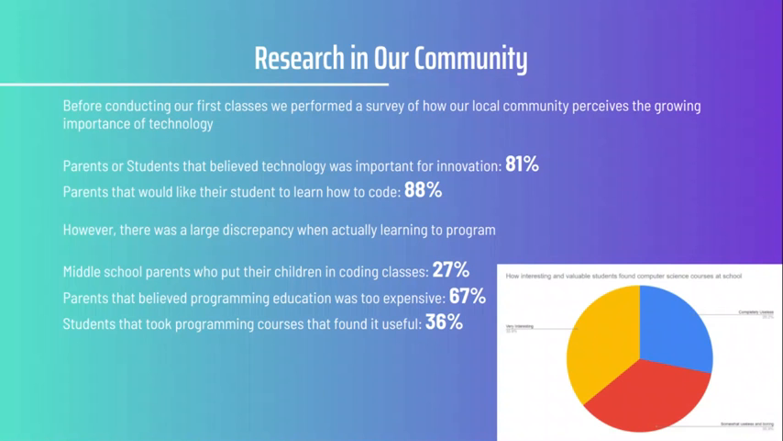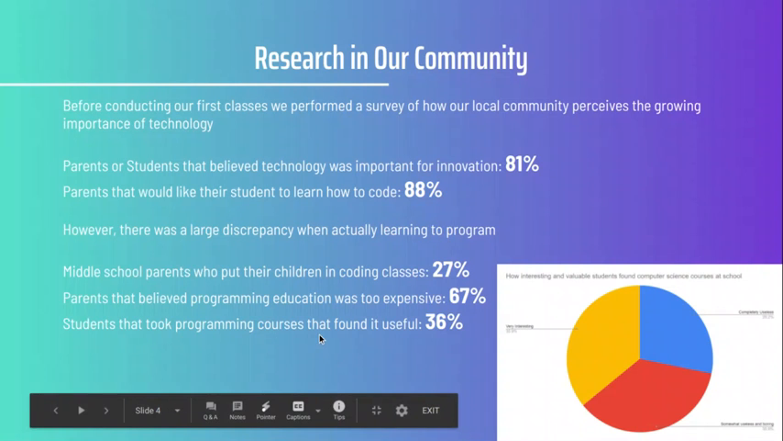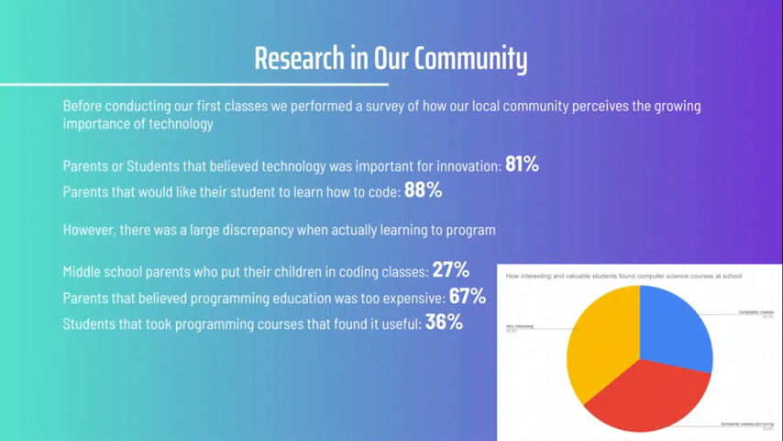And on top of that, 2/3 of parents within our community, 67%, thought that programming education was too expensive, which explains the low enrollment rate for these students. And the biggest issue that we found was that the share of students who took programming courses and actually found them useful was only 36%, meaning the vast majority of students did not find these classes useful. And so what we seek to do is to bridge the gap between all of these issues, and provide viable classes that teach students properly at no cost to parents.